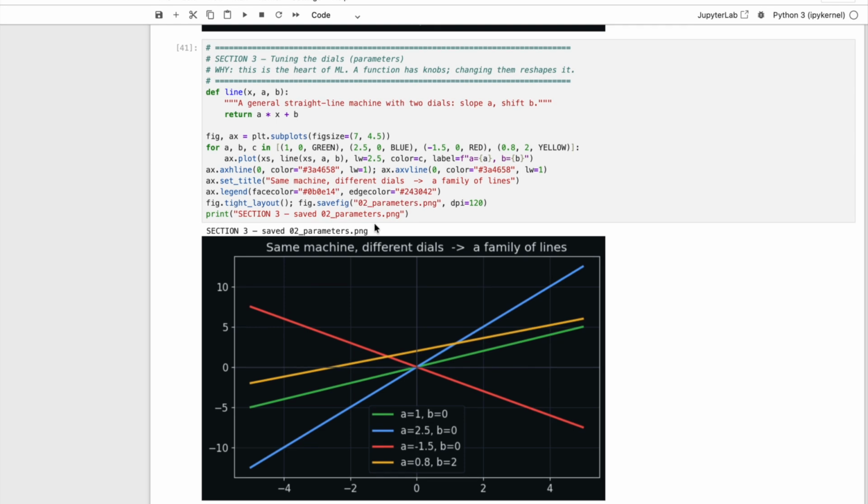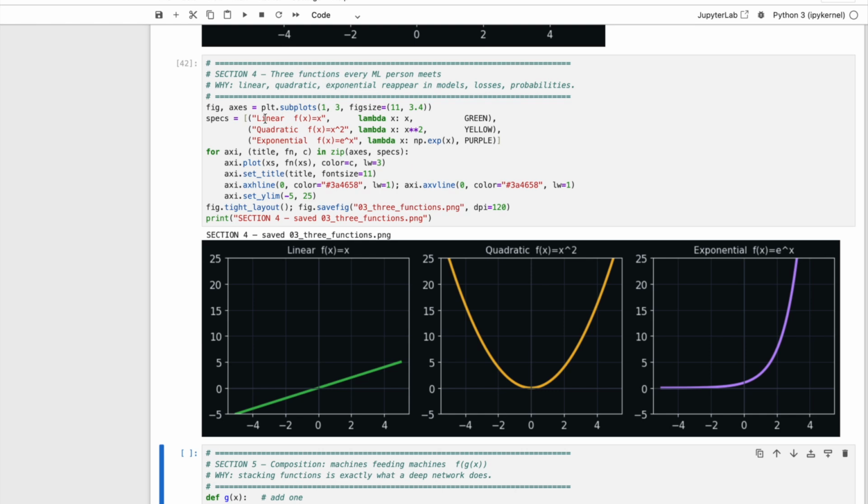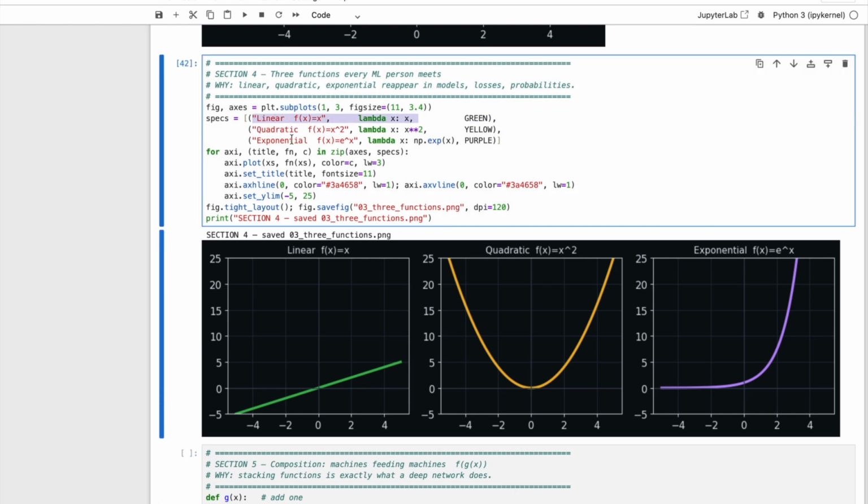3 shapes will follow you through this entire series. The linear, a straight line. The quadratic, a bowl which shows up in error measures. And the exponential, explosive growth which powers probabilities. Get comfortable with these 3 faces.